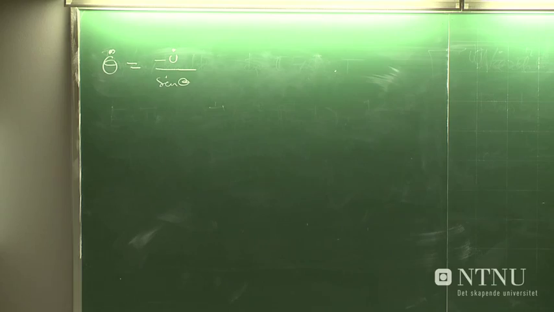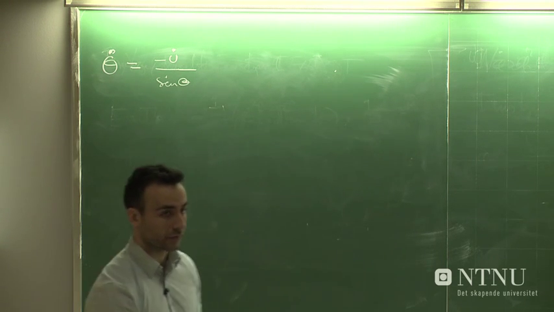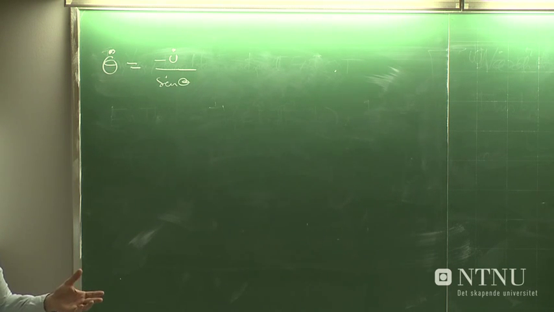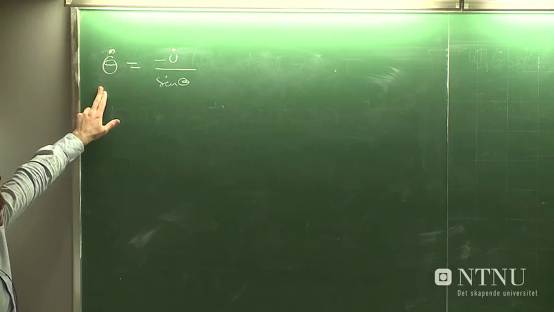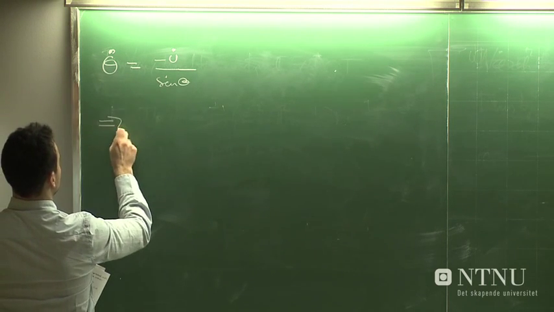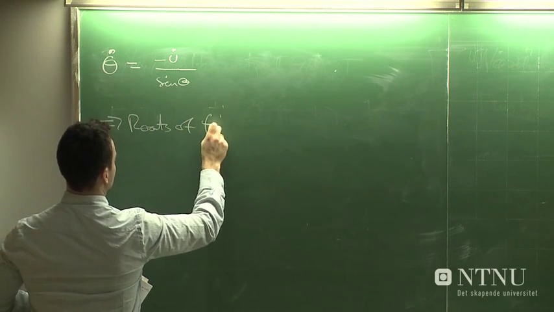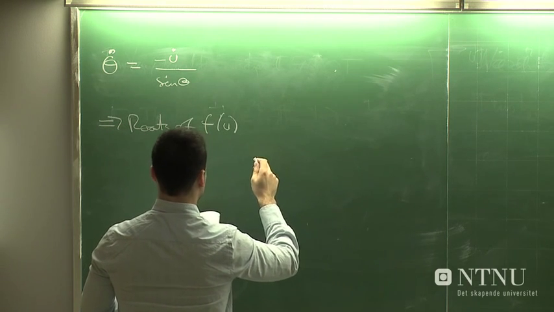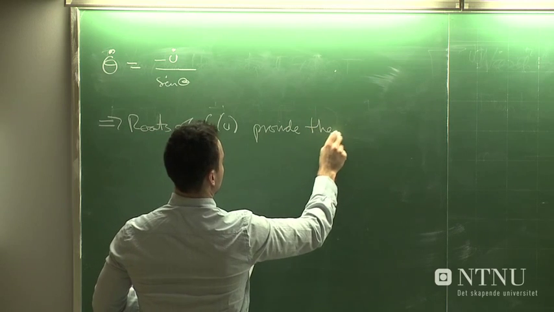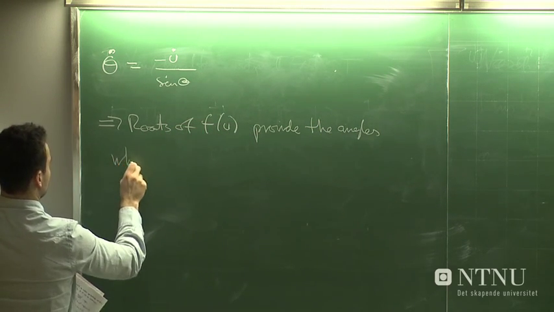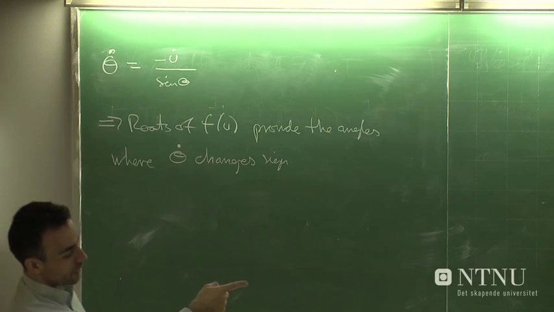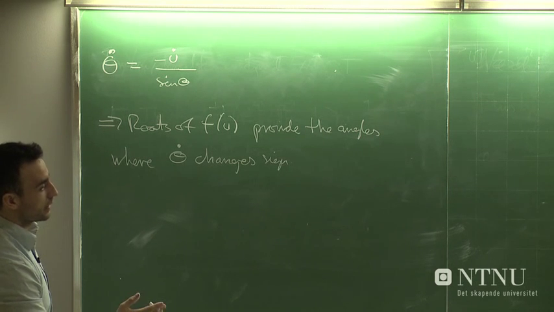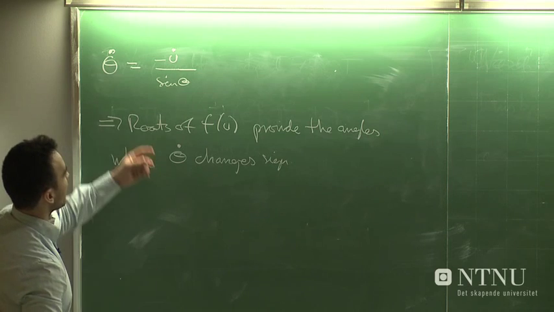We have this relation between the time derivative of theta and the time derivative of u. So we see that if u dot changes sign, it should correspond to a sign change also in theta dot, the derivative of theta. So it should correspond to an angle where this velocity changes sign. So the roots of the function f of u should provide us with the angles theta, which are related to u, where this velocity changes sign.